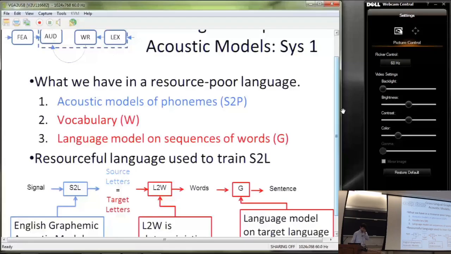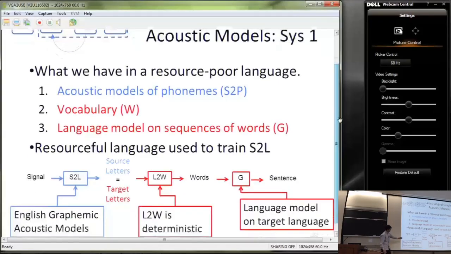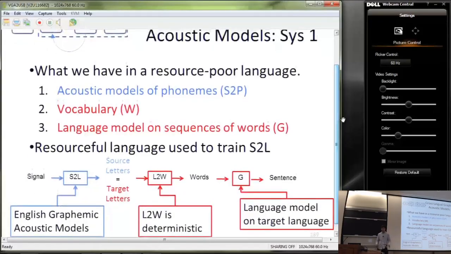So the idea here is that we can do a cross-lingual graphemic acoustic model. So we can use some resourceful language for which we do have transcripts to train our acoustic models. So that would be this blue section here. And I wrote English because I happen to be using English. Now we all of a sudden have our acoustic models.